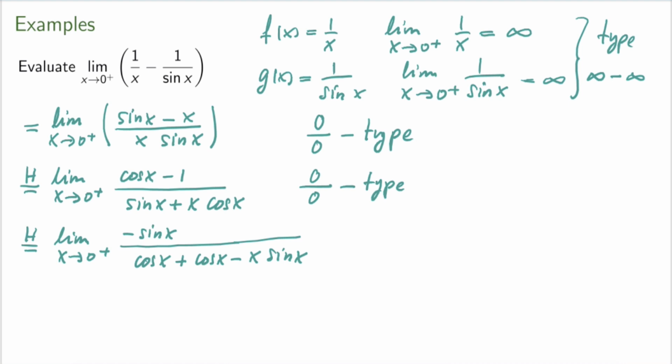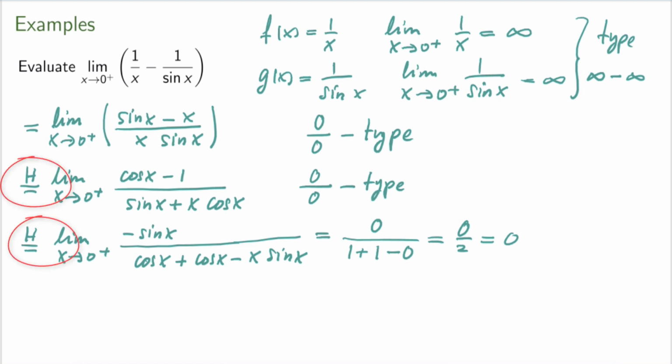Maybe we have to do L'Hopital again. Who knows? So the top is 0. And then if I take the limit in the bottom, I get a 1 from the cosine, another 1 from the second cosine, and then a 0 from the sine terms. Oh, okay, so this is wonderful. This is equal to 0 divided by 2, which then, of course, is 0. So you see we had to apply L'Hopital twice to get to a result. And it can easily happen that you apply it even more if need be. So don't give up so easily.